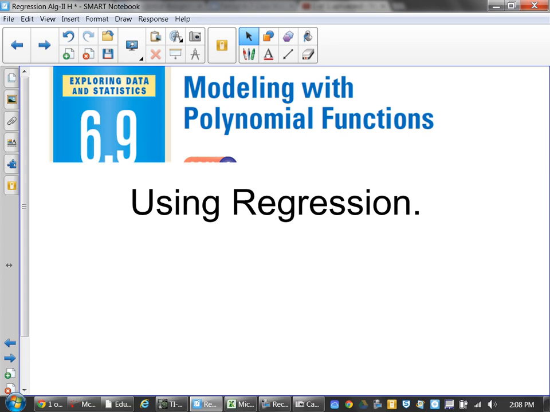Is this 6.9? It is. It's a part of 6.9. This is where I'm getting these problems from. I felt that it wasn't really needed to get into this part of the test, just because it's a lot different than what we've been working on. So I didn't think it was really needed to throw in here.